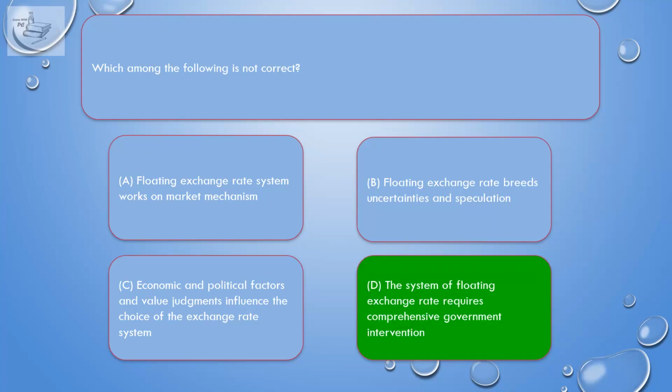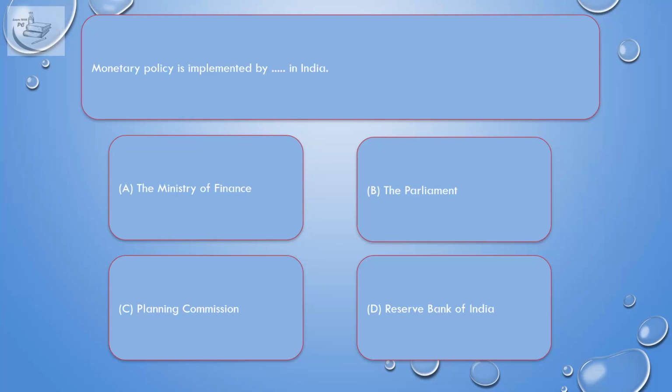Correct answer is D. The system of floating exchange rate requires comprehensive government intervention. Question: monetary policy is implemented by? In India, A. The Ministry of Finance. B. The Parliament. C. Planning Commission. D. Reserve Bank of India.